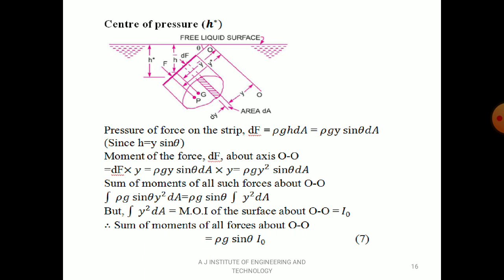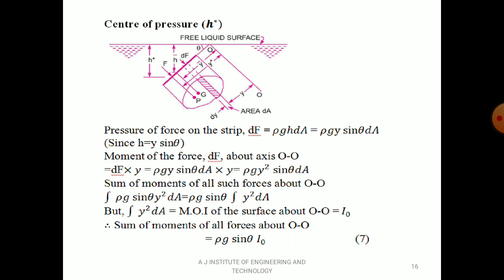This is the expression for center total pressure force. Now let's go for center of pressure, that is H star. So pressure force on the strip, dF equal to rho g h into dA, that is equal to rho g. So in place of h substitute y sine theta: rho g into y sine theta into dA, since h equal to y into sine theta.